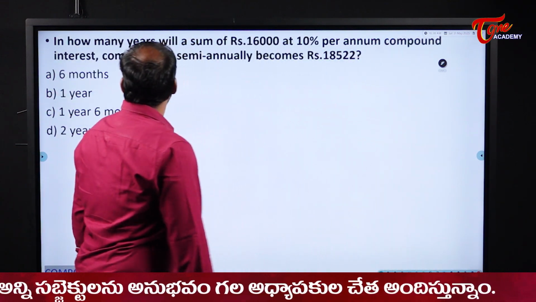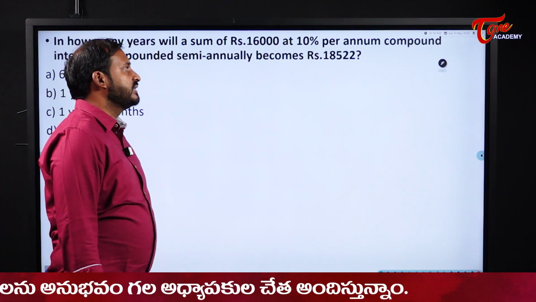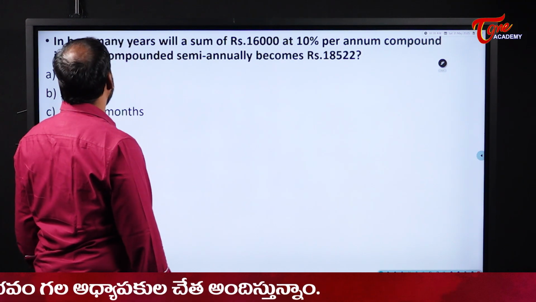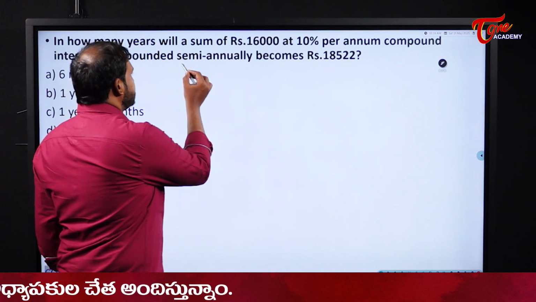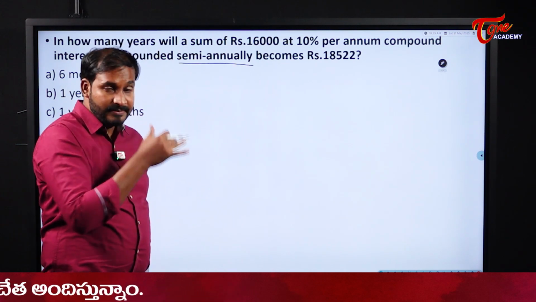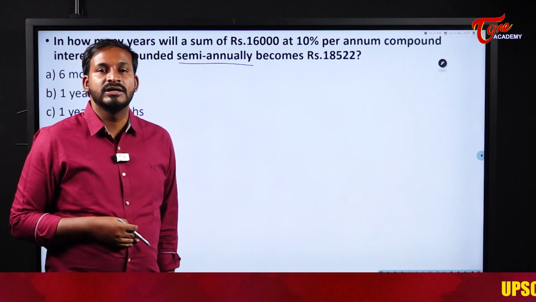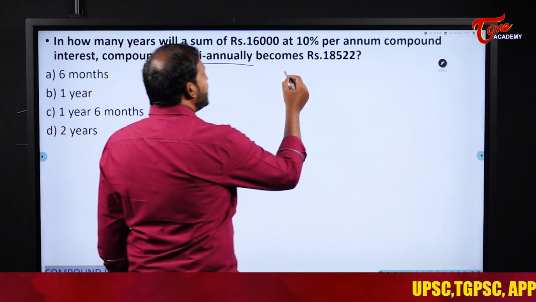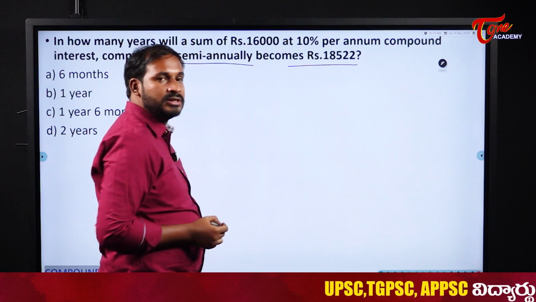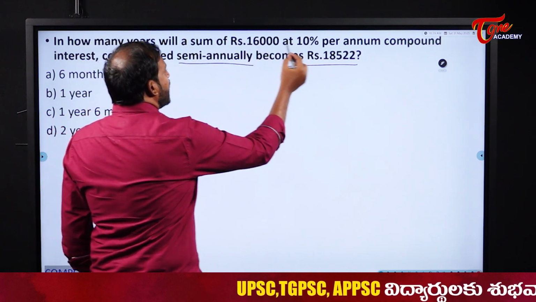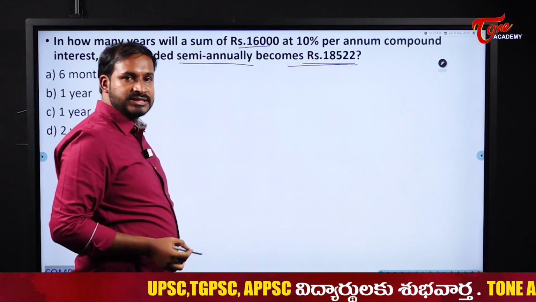Simple. In how many years will a sum of rupees 16,000 at 10% per annum compound interest compounded semi-annually? Semi means what, students? Half yearly. Becomes 18,522. This is what? Principal. And this is what? Amount.